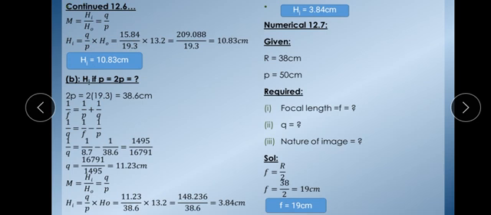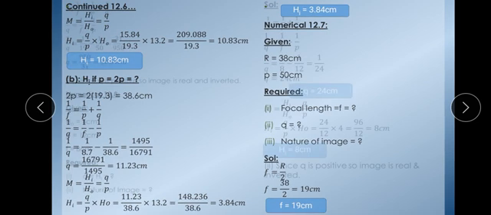So its r is given 38 centimeter, p, distance of object, is 50 centimeter. We have to find focal length, location of image and nature of image. As we know, the relation for focal length and radius is f is equal to r by 2. So f will become 19 centimeter by dividing 38 by 2.